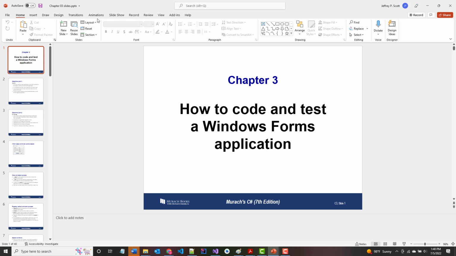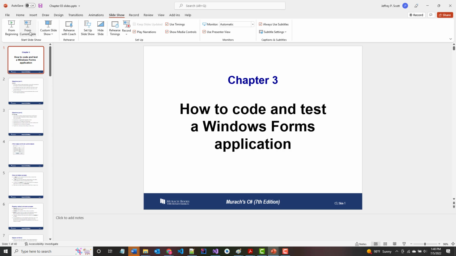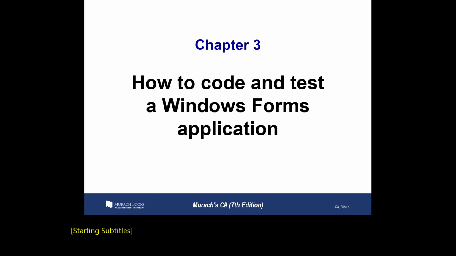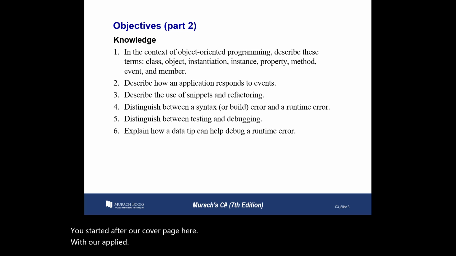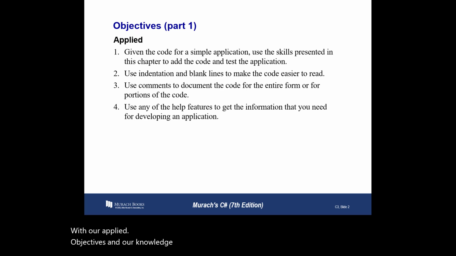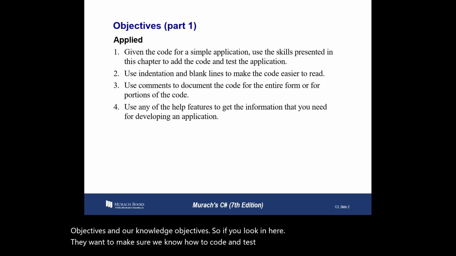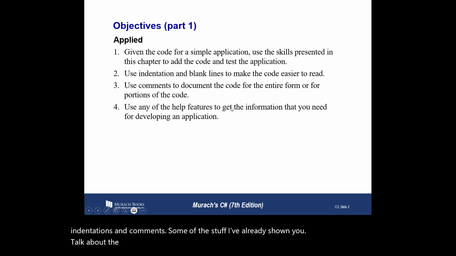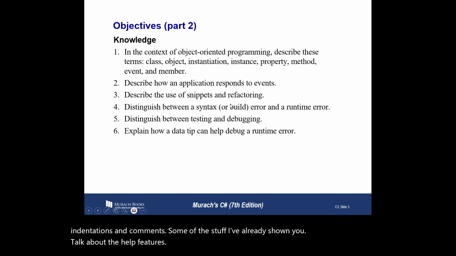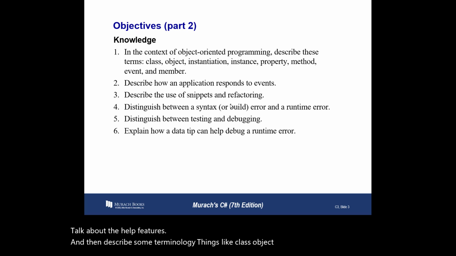As always, with this being a Murach textbook, it's going to start after our cover page with our applied objectives and our knowledge objectives. So if you look in here, they want to make sure we know how to code and test an application, how to work with indentations and comments. Some of this stuff I've already shown you. Talk about the help features, and then describe some terminology. Things like class, object, etc. You can read them yourselves there.